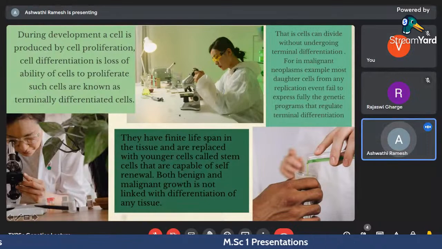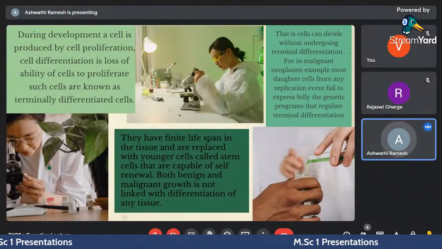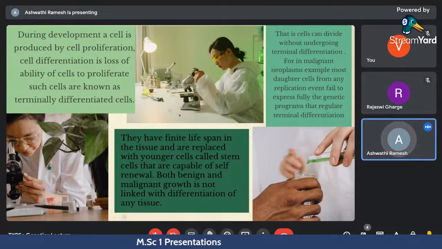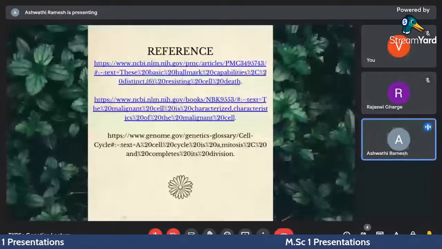In malignant neoplasms, for example, most daughter cells from any replication event fail to express fully the genetic programs that regulate terminal differentiation. These are my references. Thank you.